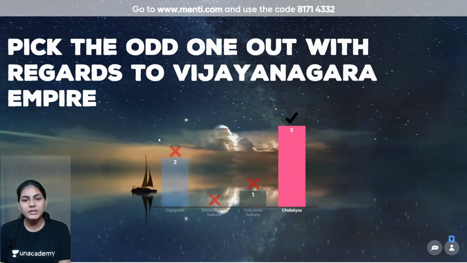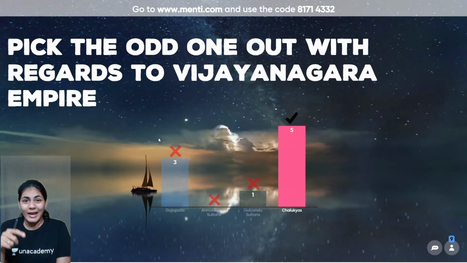Yeah, fair answer. The answer is Chalukyas. More than half of you got this right. So again, there has to be a reason, right? The reason here is Gajapatis, Ahmednagar Sultans, Golconda Sultans, they are all contemporaries of the Vijayanagara Empire. What does this mean? They are during the same time period, like the same 14th, 15th, 16th centuries. And more often than not, they have been in regular conflicts.